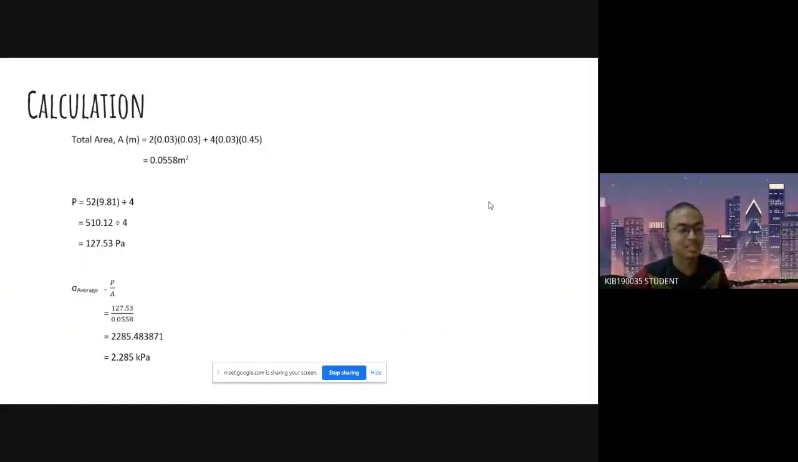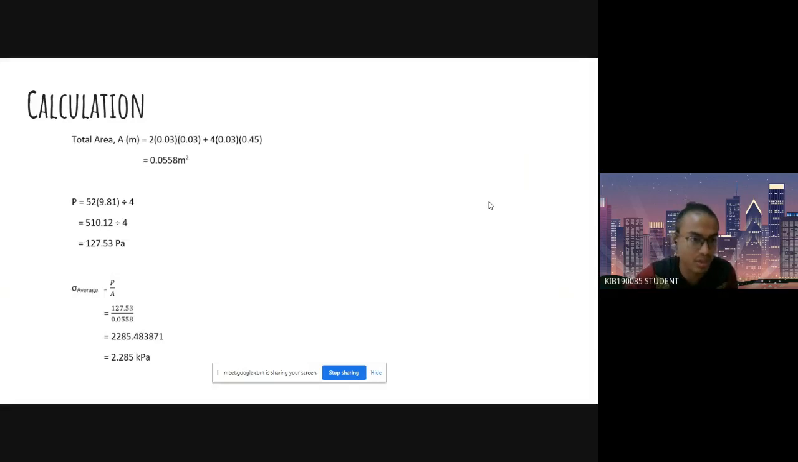Hello, my name is Idris Fahmi, matrix number KIB 10035. In this situation, we will be calculating the normal stress, the shearing stress, as well as the deformation of each member of the chair legs. Firstly, we are going to calculate the normal stress acting on each leg.